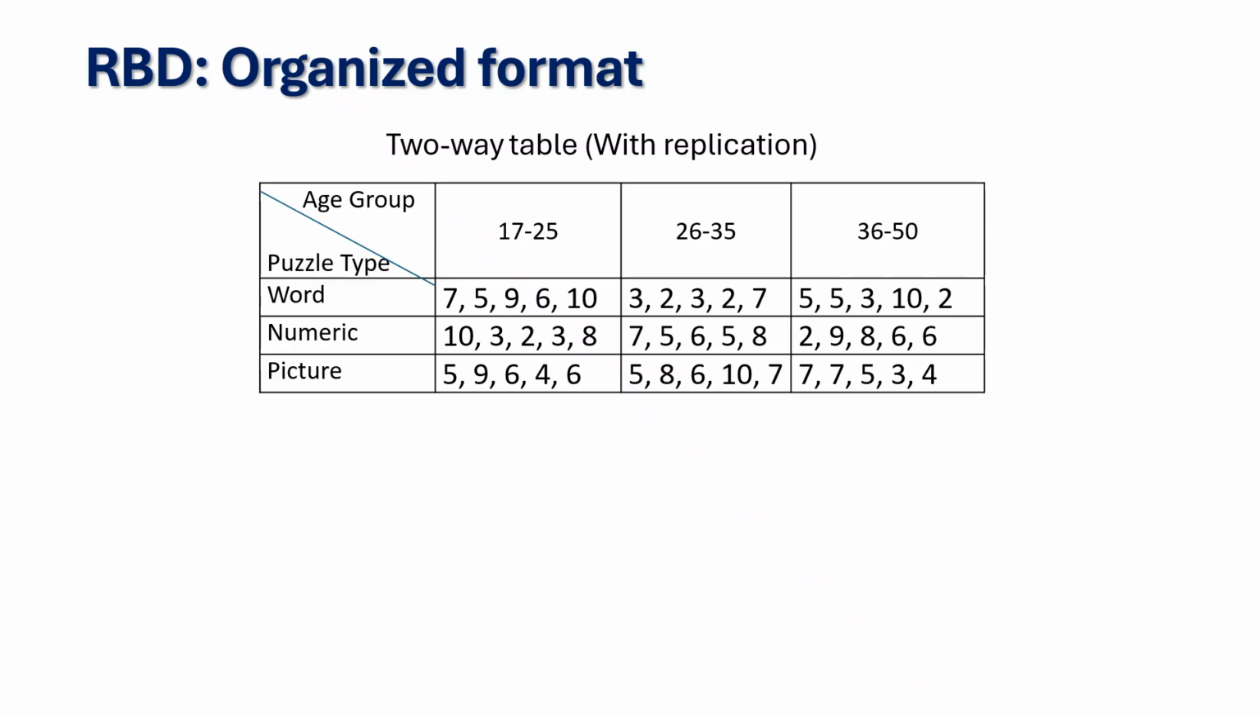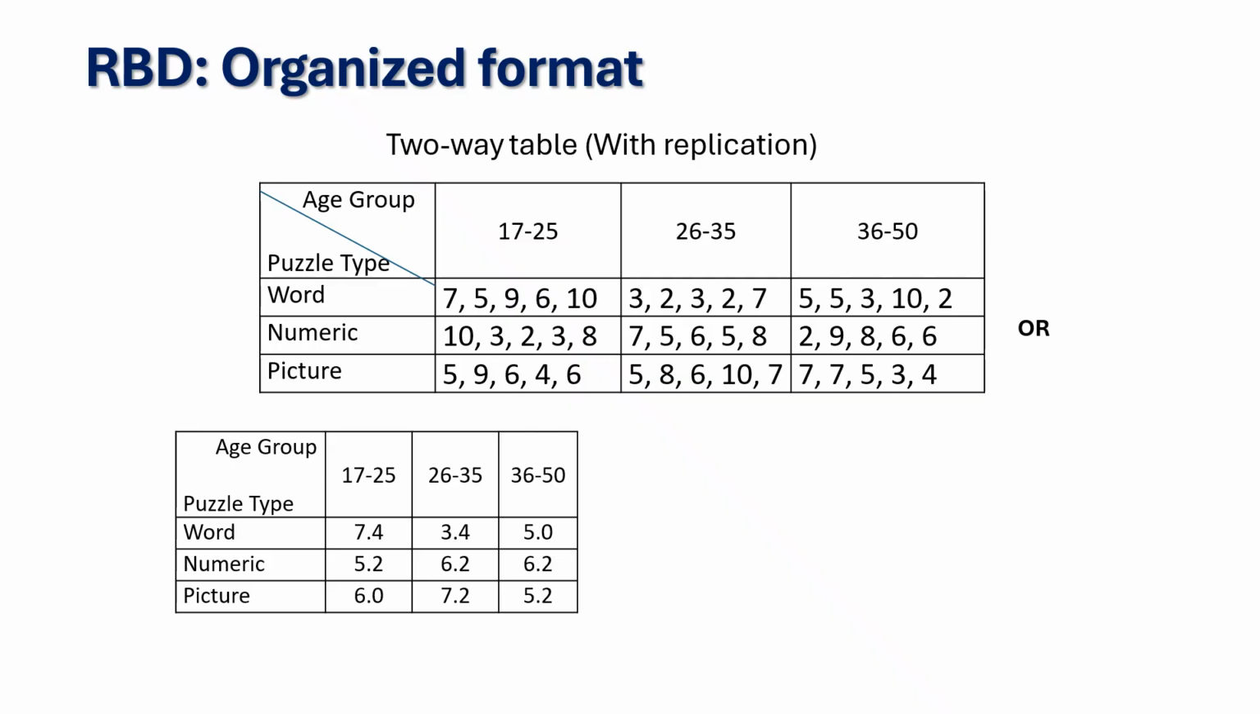You can know which person has been given the word puzzle in which age group, and according to the person's ID, we got the score. So what is shown here is the score. So this is completely a two-way table with replication. You can very well analyze this in any software. Excel also allows the analysis of this.